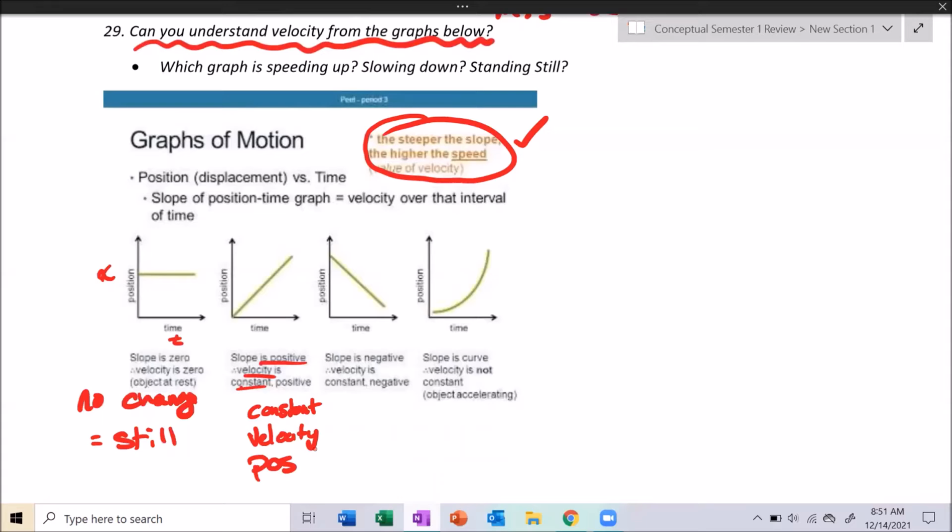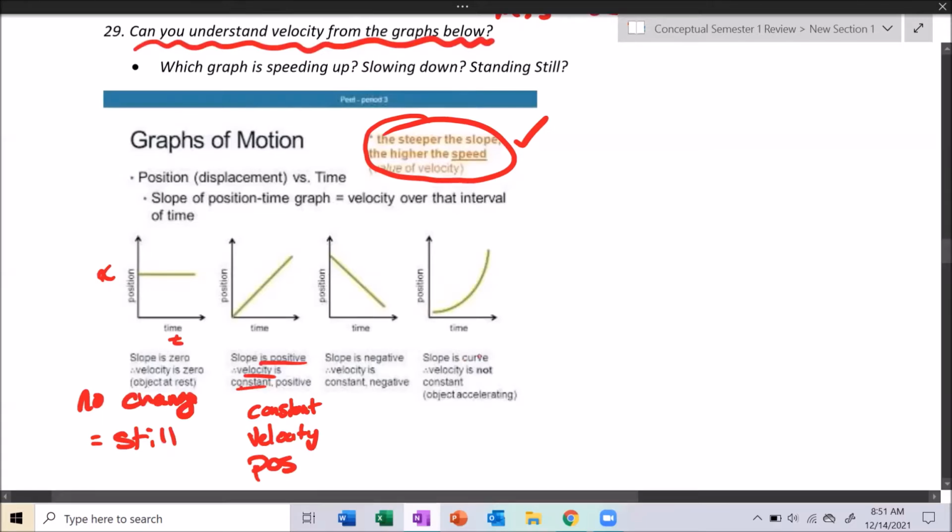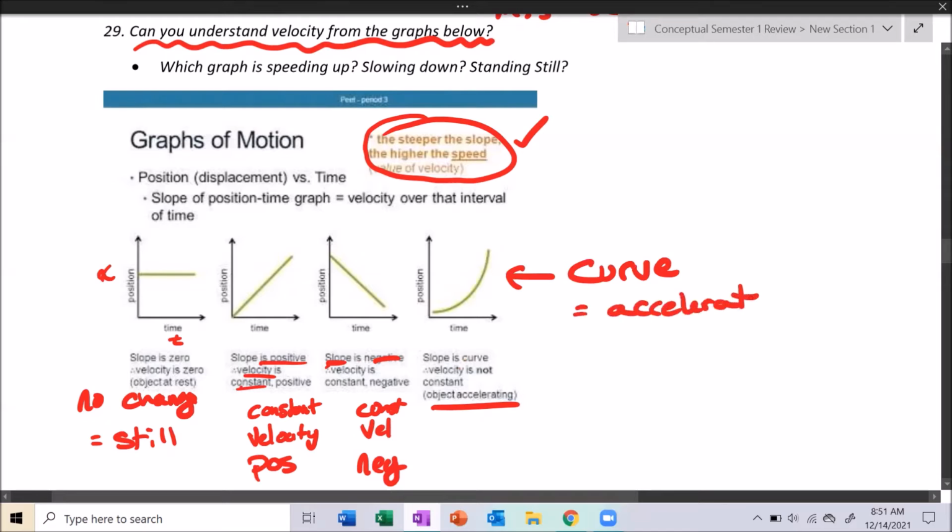Look for the clues when you have curved lines. The very last one that has a curve tells you that yes, it is accelerating. Acceleration deals with change in velocity over change in time. So it involves a direction. In this case, it's a positive acceleration because the curve is going upwards. But the velocity is changing. The speed component is changing.